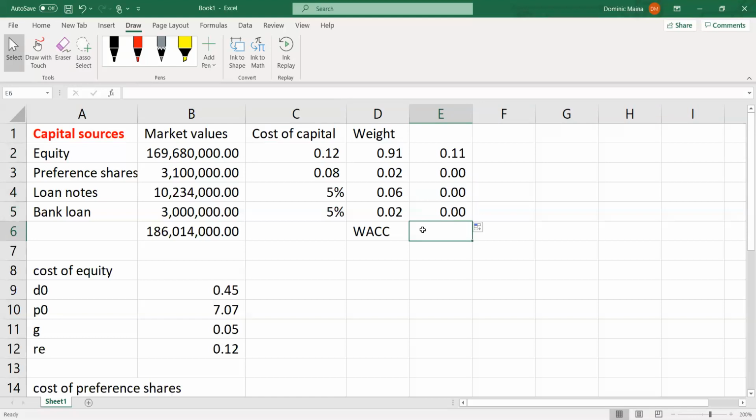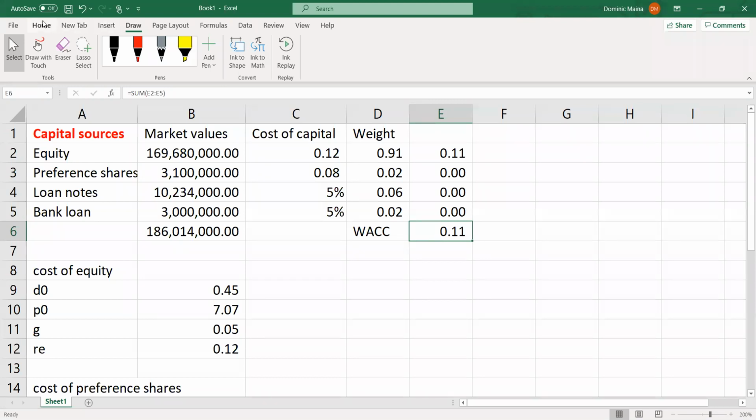Either way, the cost of capital is the sum of the above, therefore the sum of the three finance sources. And I get more or less 0.12. If you want percent, then of course you can convert it into percent. But that's the cost of capital.